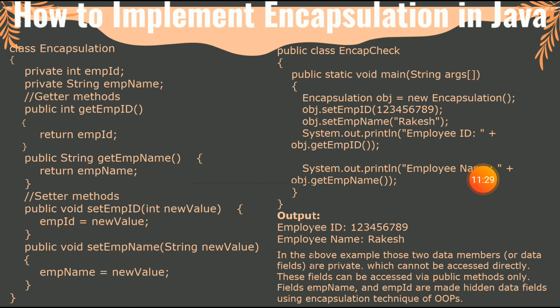So whenever you want to access the private data members, we have to use get and set methods, and the get and set methods should be written in the same class. Then through these get and set methods we can call these data members in another class. So this program is showing the same thing.